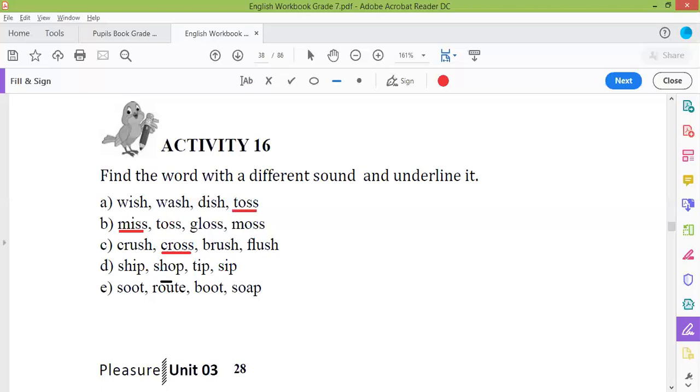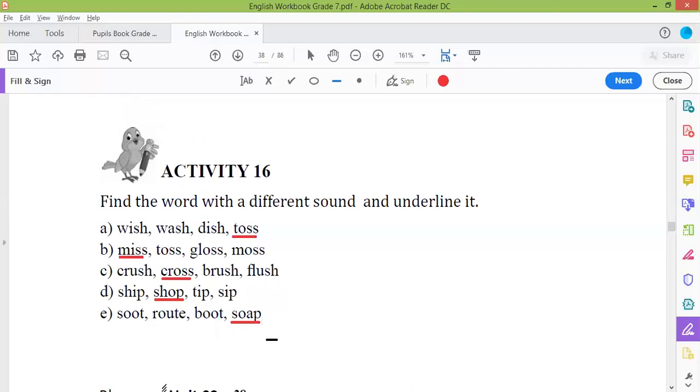Tip, shop, tip, sip. Shop. Shop, very good. The others are ip sounds. This one only has the op sound. Okay, next one. Suit, root, boot, soap. Soap. Very good. This is the only word ending with a p sound. Now this word, some people pronounce it as route. Both are correct. Some people say root. Some people say route. Okay.